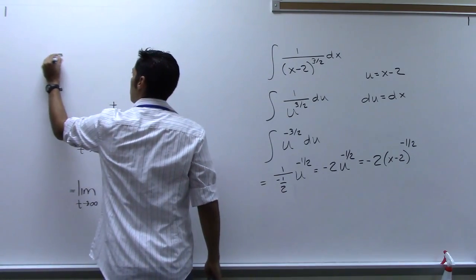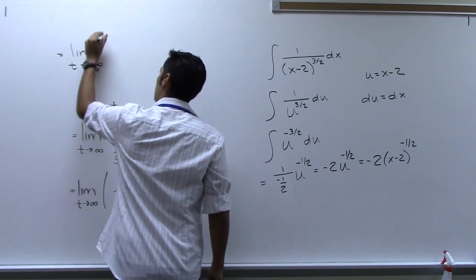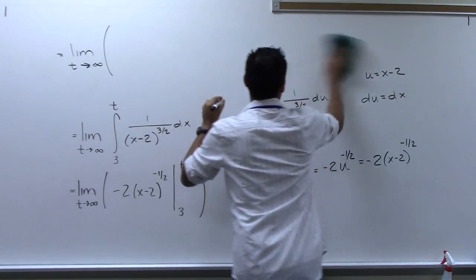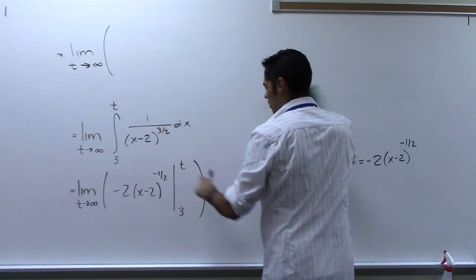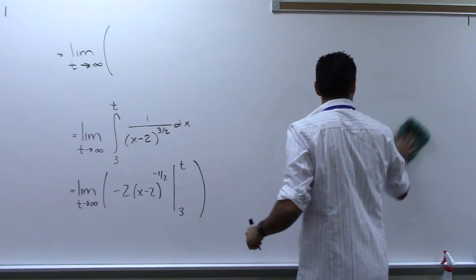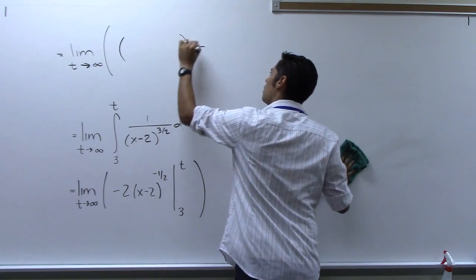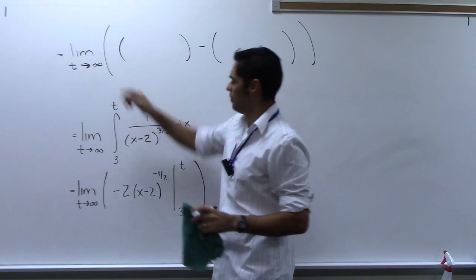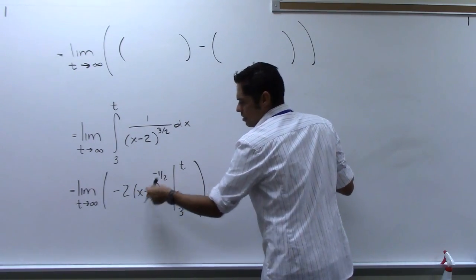I have the limit as t goes to infinity of, all right, in here we're going to have two things. We're going to have what we get when we plug t in, then what we get when we plug 3 in. Since I'm always going to have that format, I'll do two sets of parentheses, and then close off the parentheses for the limit. So I'm going to plug t into here. If I replace the x with t, it's just going to be t.